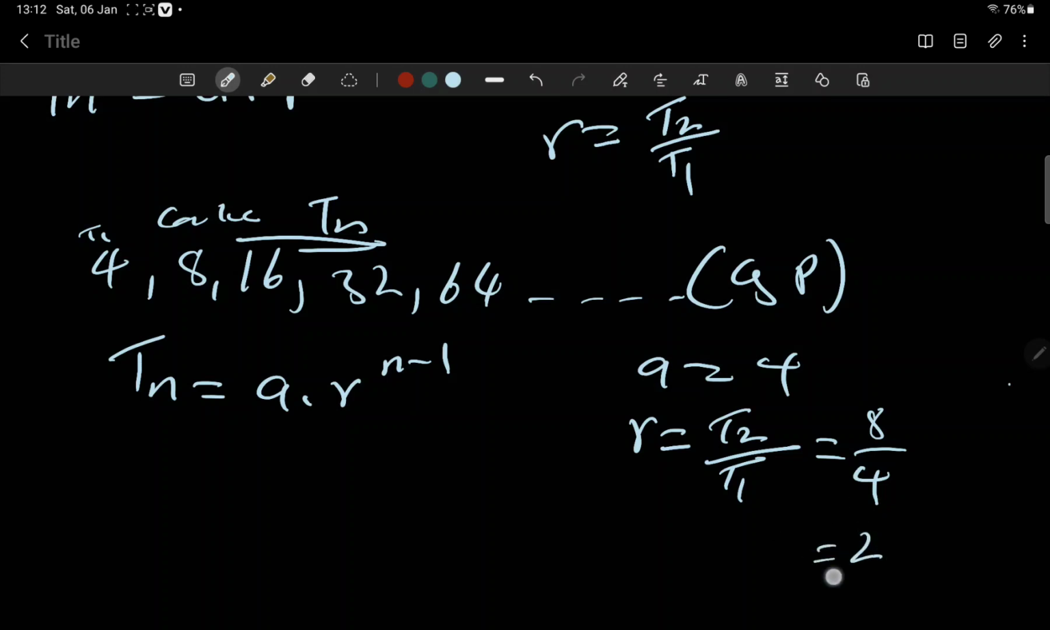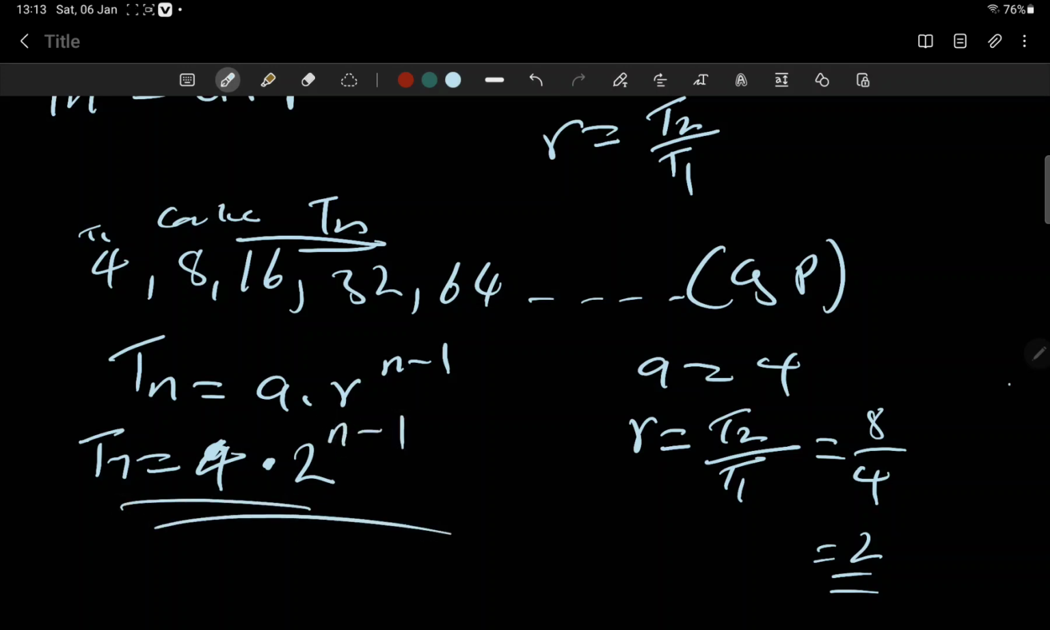And this is obviously true from your calculator. Then we substitute into the formula. Tn equals the first term, that was 4, multiplied by the common ratio 2 raised to the exponent of n minus 1. That's how it is. Then you prove it using your calculator.